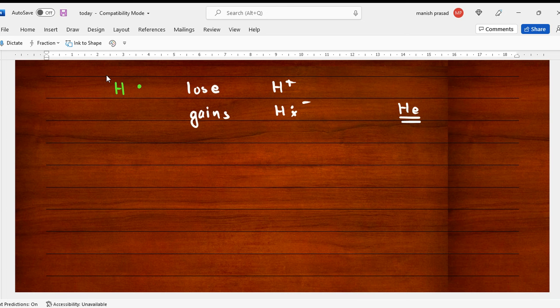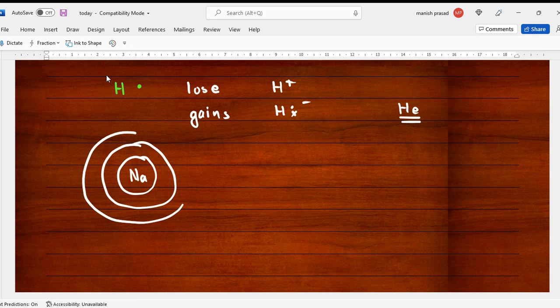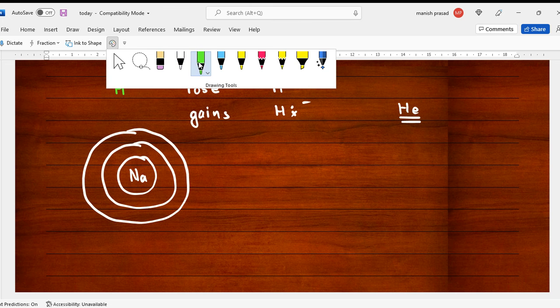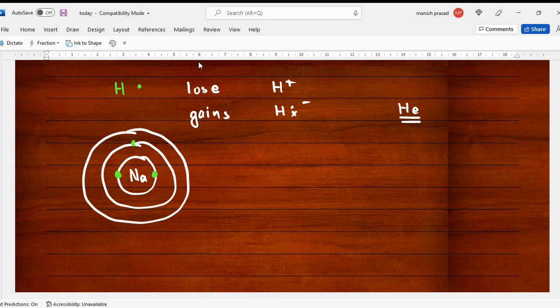Every element tries to take the noble gas configuration to become stable. Like if we take an example of sodium. Sodium is the 11th element in the periodic table. If I write the electronic configuration, it has two electrons in the innermost shell, then eight electrons in the middle shell, and then one electron in the outermost shell. So what it does is it loses this electron.